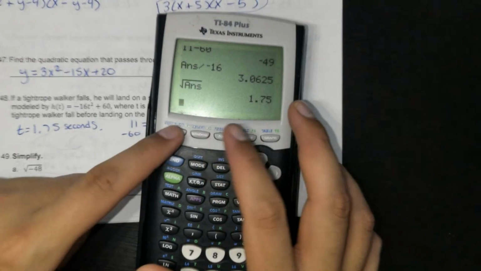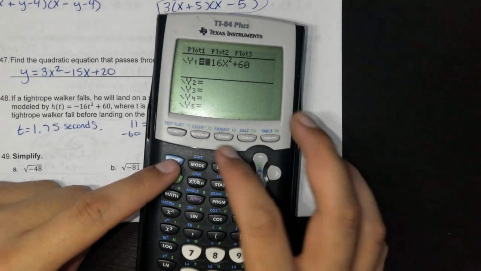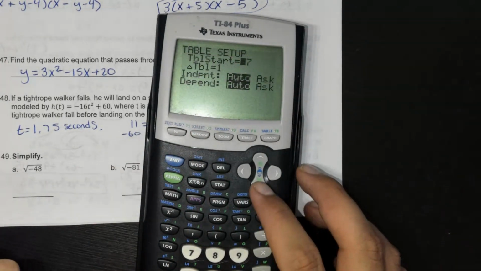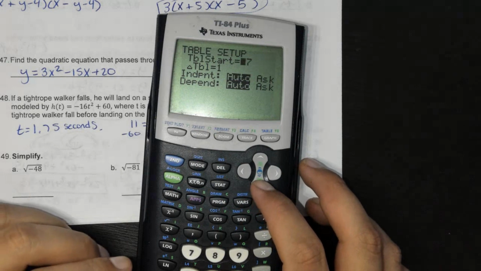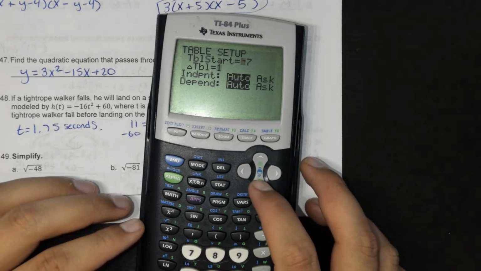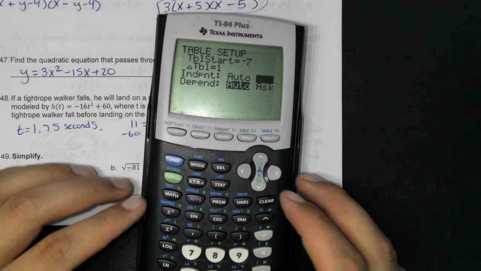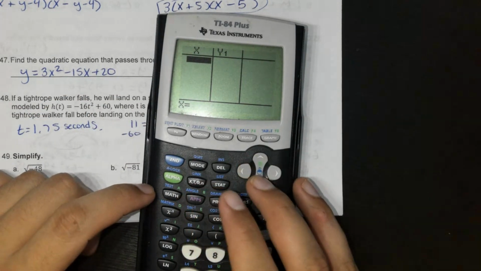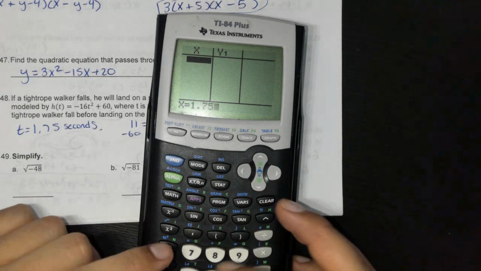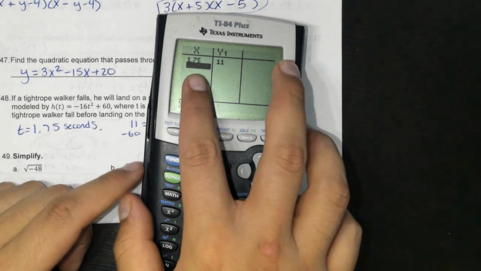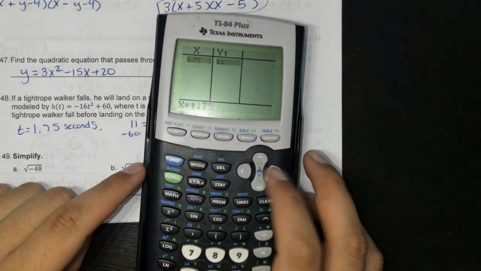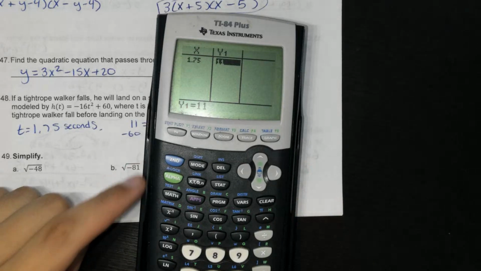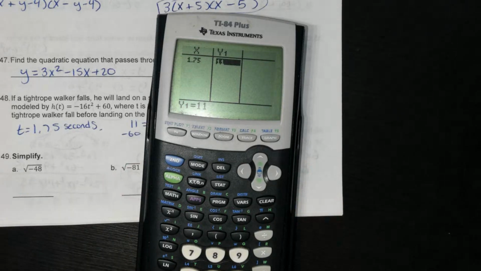I think we could have done this. So this was the equation we typed in. Go to table set, and we could have done independent ask. So we were trying to find, okay, let's just check if 1.75 works. Yeah. So 1.75 seconds is when the height is about 11 feet.